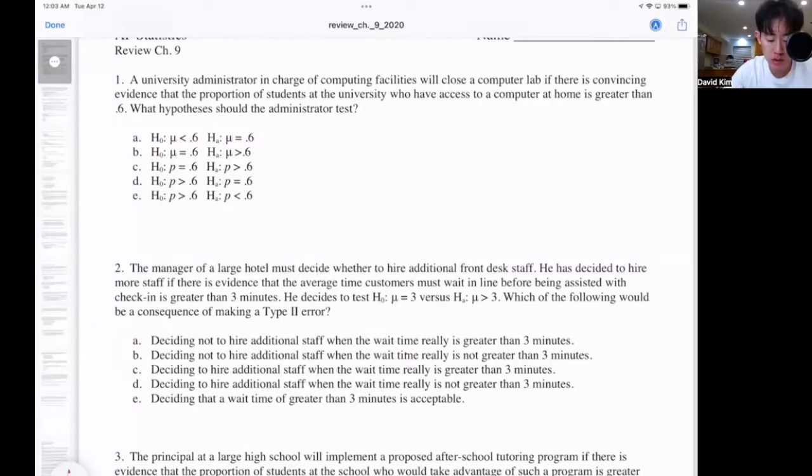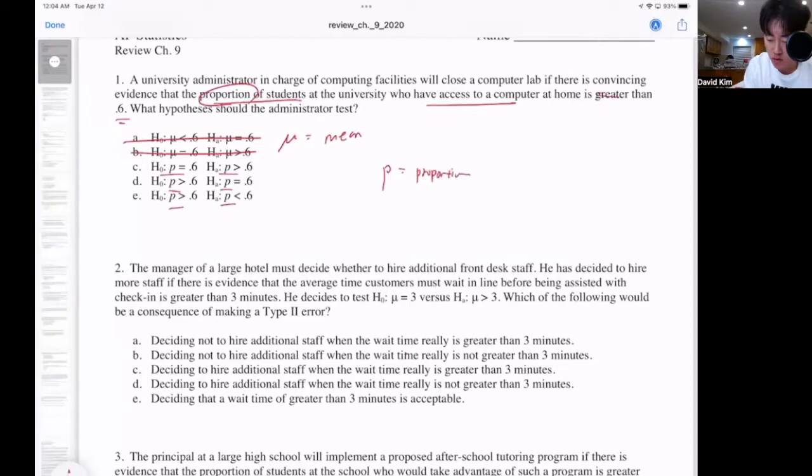A university administrator in charge of computing facilities will close a computer lab if there's convincing evidence that the proportion of students at the university who have access to a computer at home is greater than 0.6. So we're talking about the proportion. So we have to use the p-values, which means we can eliminate A and B right out of the way, because that is a parameter that describes the mean, where p would represent the proportion.